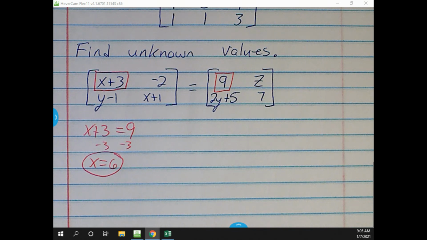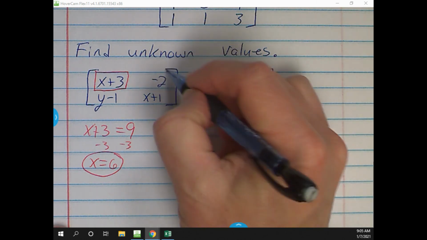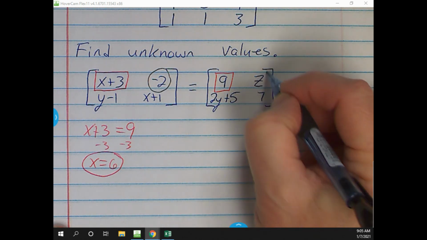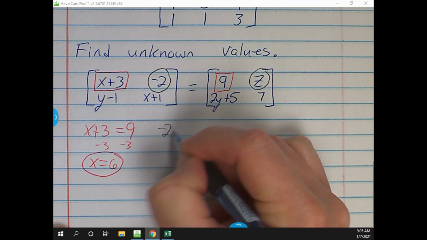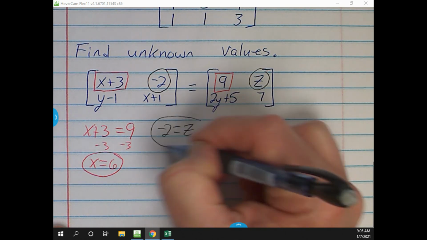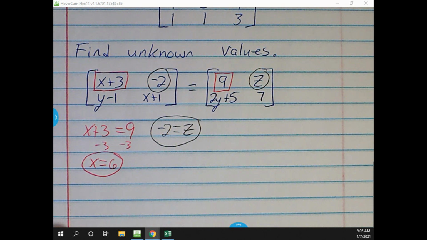Okay. And some equations go a little faster than others. It just depends on the numbers. When you go to the next part, we've got a negative 2 that's here in the second column equal to the z that's here. Well, if you do negative 2 equals z, that's it. It's z is equal to negative 2. So there you go. That one's already done without having to do anything at all to it.